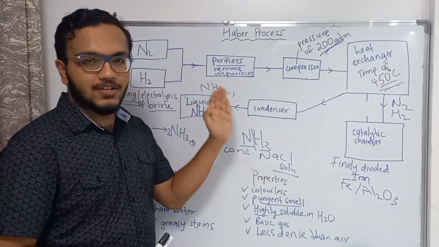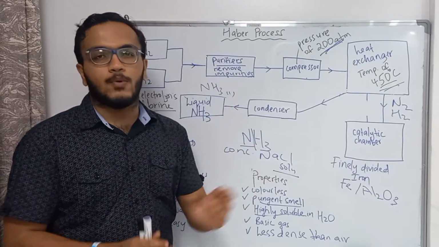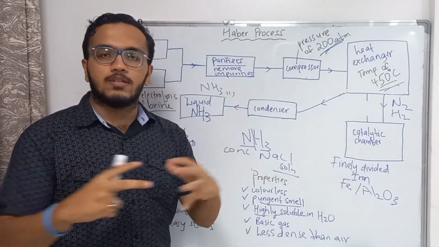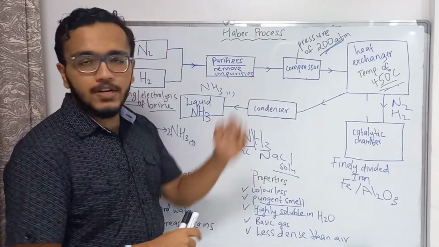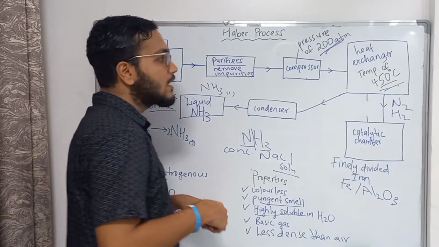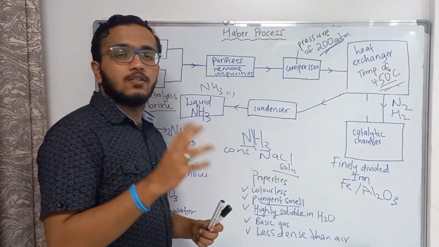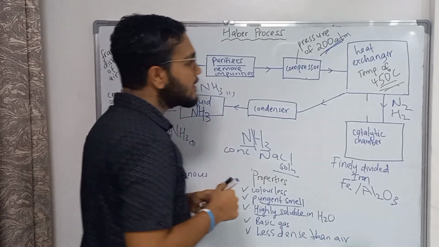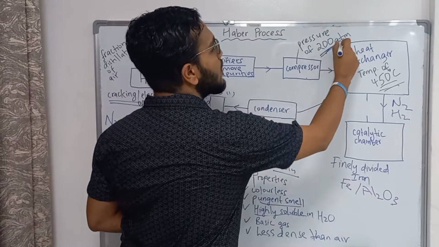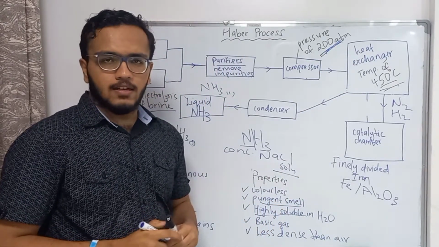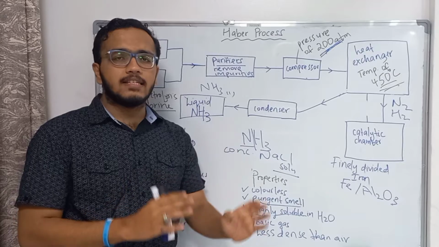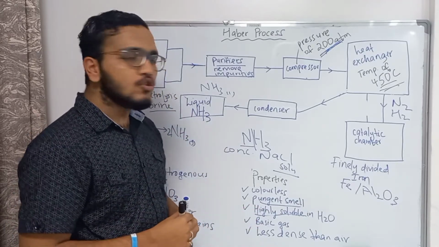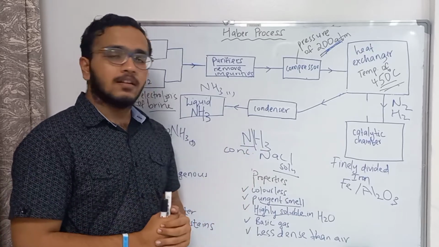So after purification, we are going to compress the gases. Compression means bringing the molecules closer, increasing their pressure. High pressure of 200 atmospheres is used. In the contact process, we saw that a pressure of only 2 to 3 atmospheres is used to make the process economical. But in the Haber process, 200 atmospheres is necessary. Why? High pressure, first of all, increases yield of ammonia by shifting equilibrium to the right. And also, it brings the molecules closer for faster reaction.